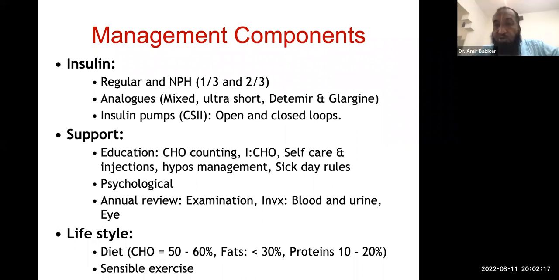You can have an open loop or closed loop. Open loop معناها you introduce the blood sugar to the pump from a test, and you tell the pump how much you're going to eat in terms of carbohydrates.